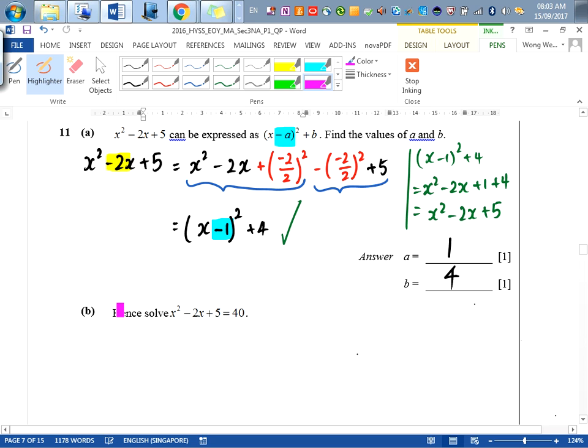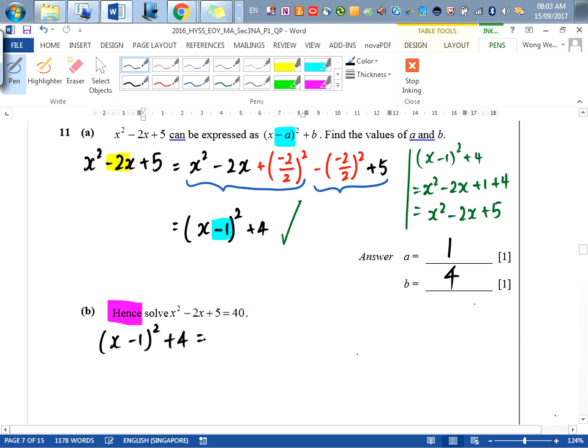Okay, now, important one, always comes out for exam. Hence. After they ask you to complete the square, hence solve x squared minus 2x plus 5 equals 40. Guarantee you will come out. Okay? So how do we do that? We look at x squared minus 2x plus 5. This is what we have already done. X squared minus 2x plus 5 is equal to x minus 1 squared plus 4. So hence means I must use my answer from the previous part. And that will give me x minus 1 squared plus 4.